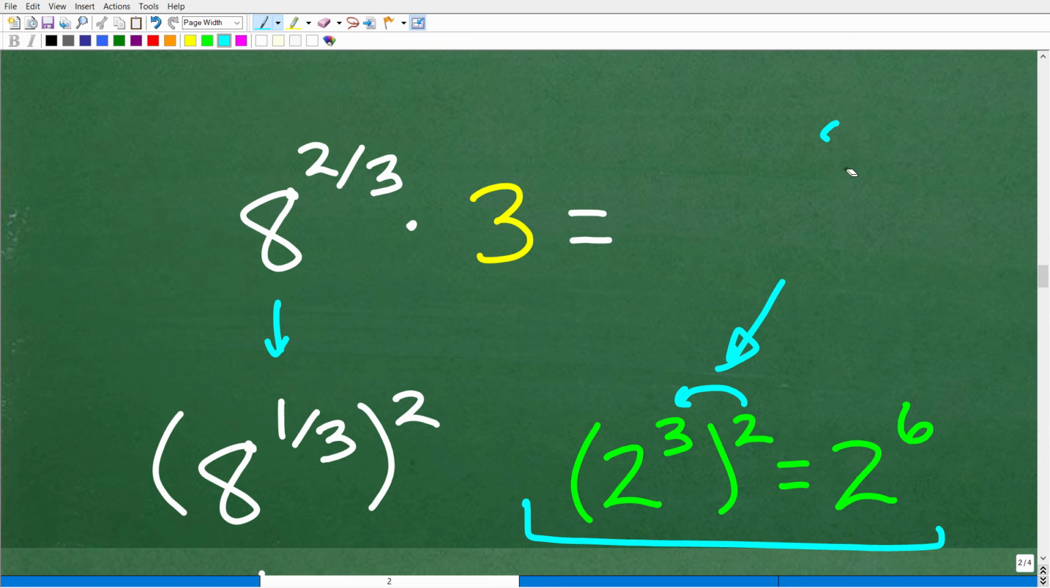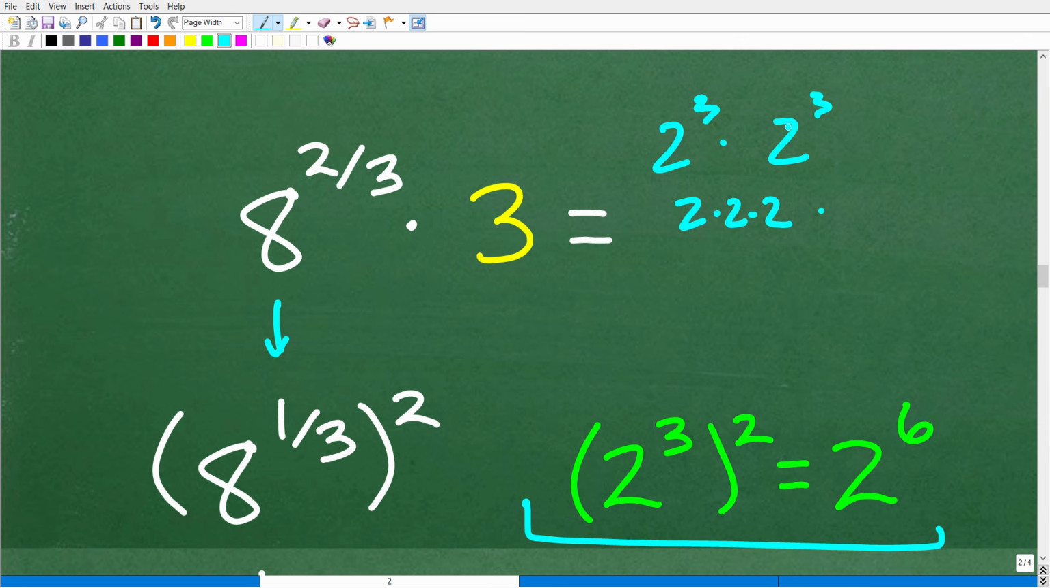And this makes sense because what does 2 to the third squared mean? Well, it means take 2 to the third and multiply it by itself. 2 to the third and 2 to the third means what? Well, that's three 2's right there, and then we're going to multiply it by another three 2's. And when we do this big product right here, we end up with six 2's. So this property makes sense.